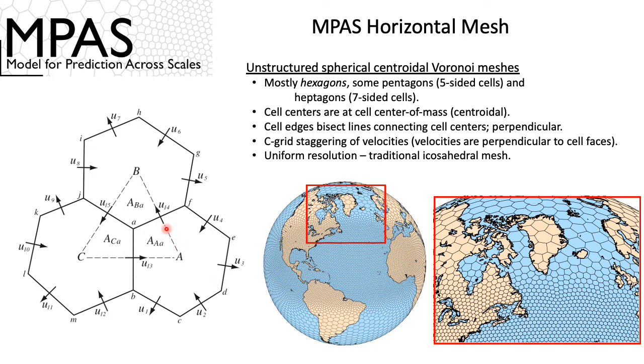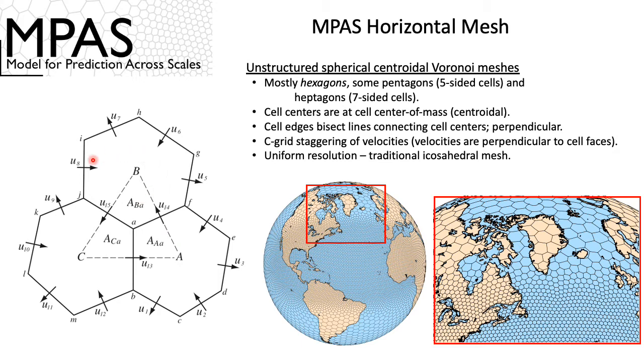which means that the velocities are defined as the normal velocities on the cell edges here. In the spherical centroidal Voronoi mesh, the cell edges bisect the lines connecting the cell centers. Here from A to B, the cell edge AF bisects that line, meaning it intersects that AB line at the midpoint, and it's perpendicular to that line. So you can see right away that that velocity, the normal velocity to that cell edge, is going to point in the same direction. It's going to be tangent to that line connecting cell centers A and B. Likewise for all the other edges. So that's the aspect of the centroidal Voronoi mesh that we take advantage of.